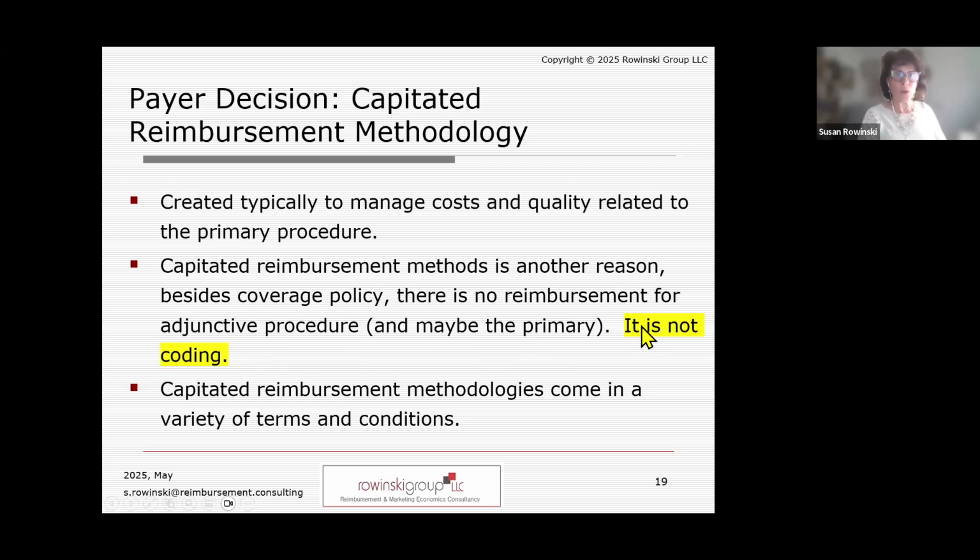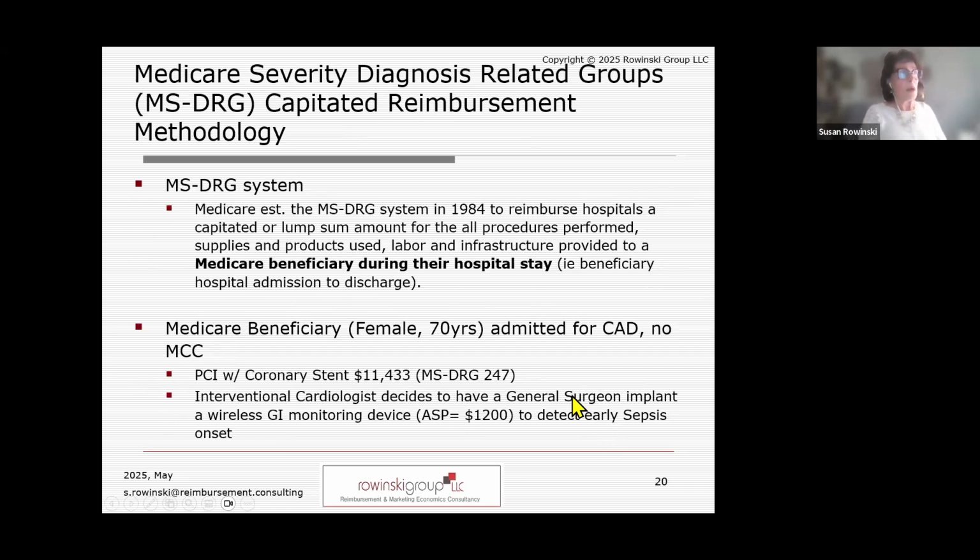It is not coding. Once again, reimbursement: you could have billing codes in place, and you'll see the reimbursement methodology may not allow those codes to be reimbursed. And we're going to look at a couple examples of when that happens. We're going to look at two examples.